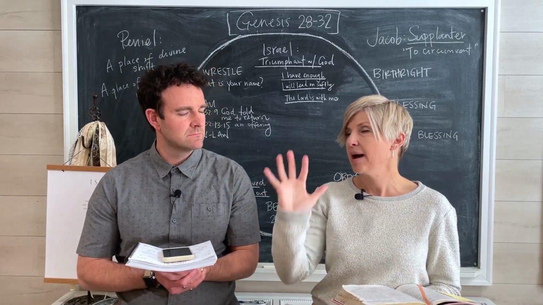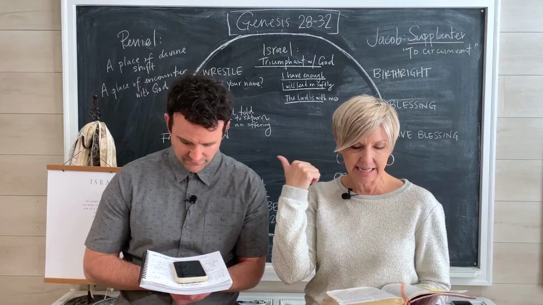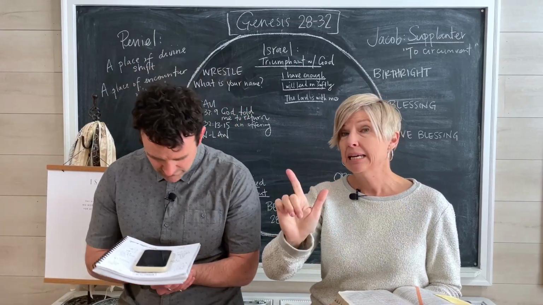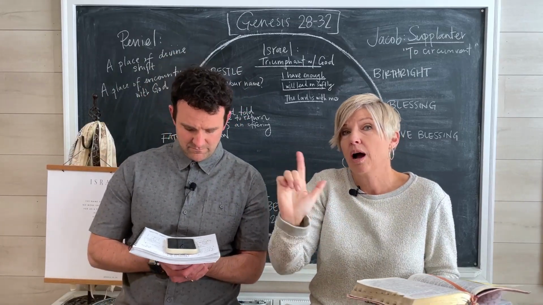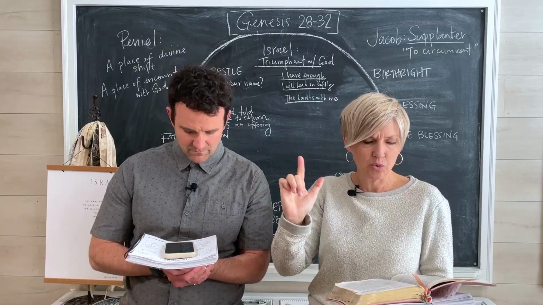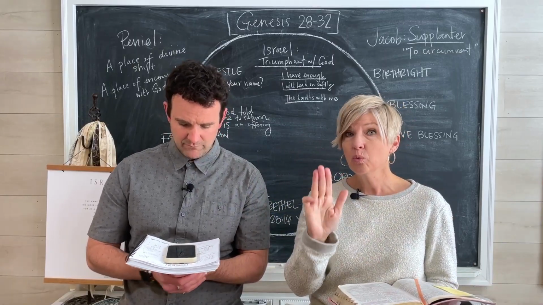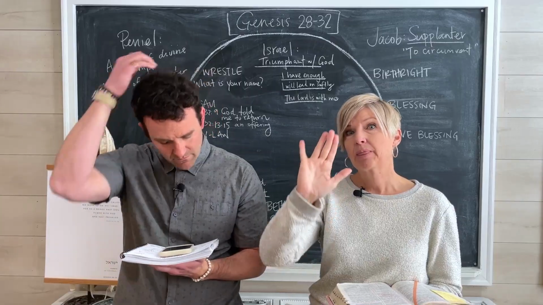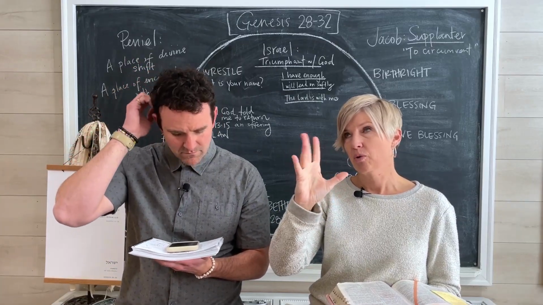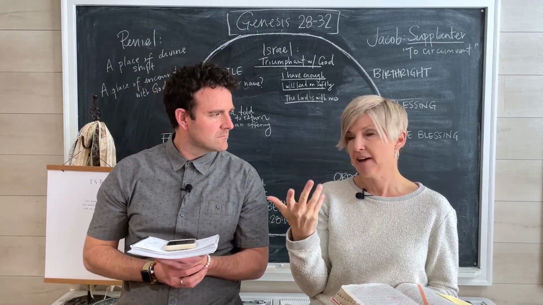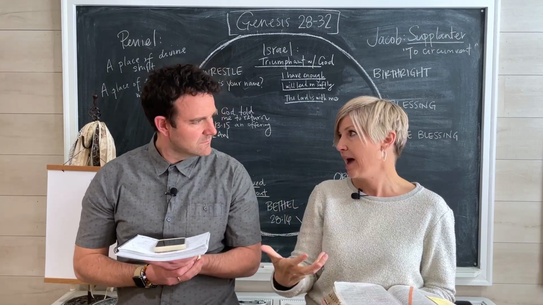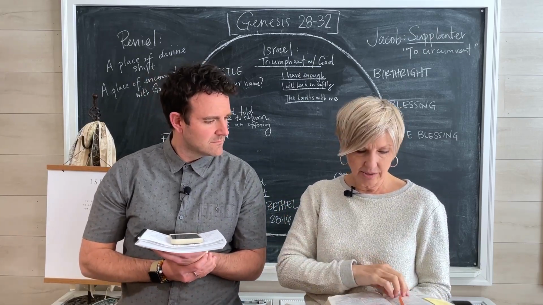And I just love, in my mind, it is this 5-finger promise that he gets. I am with you. I'm going to keep you wherever you go. I will keep you. I will protect you. I will guide you. I will bring you back to this place. I will not leave you. I will do everything I promised you. I love that 5-finger promise that he has as he enters into this story.